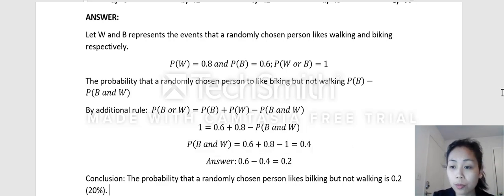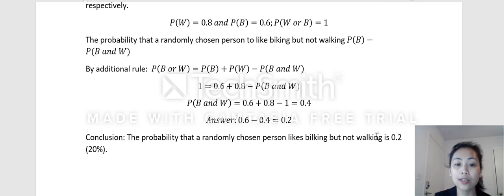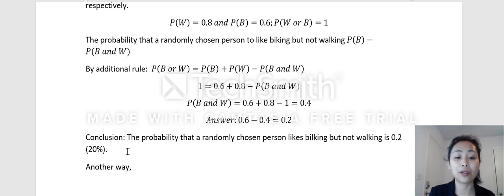So this is the first approach, basically using what we have learned. Another approach is that I'm going to set it up this way. It looks pretty much like biology. I'm going to let BW represent both biking and walking.